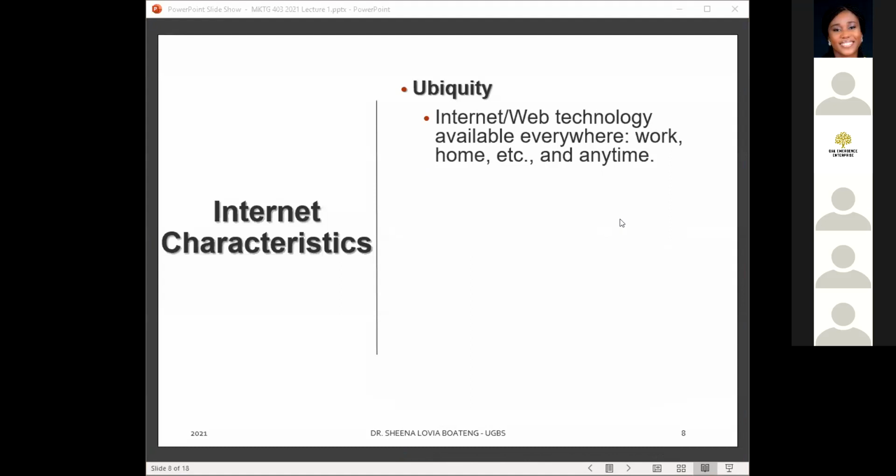Ubiquity basically tells us that the internet is available everywhere, as long as you have a device that can help you connect. Wherever you get some form of wireless internet connection, you can access the internet from that place. So it's available anywhere, anytime, for whatever purpose you want to use it. And that is one of the main reasons why the internet is so prime for marketing, because its ubiquity helps us reach customers anywhere and at any time.